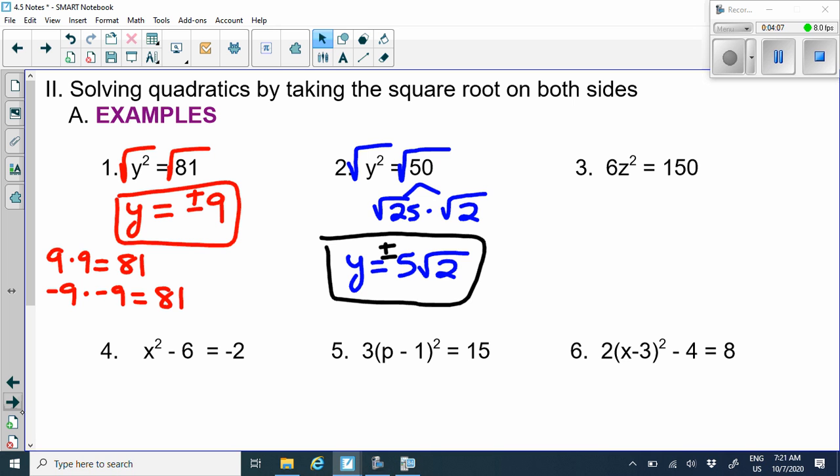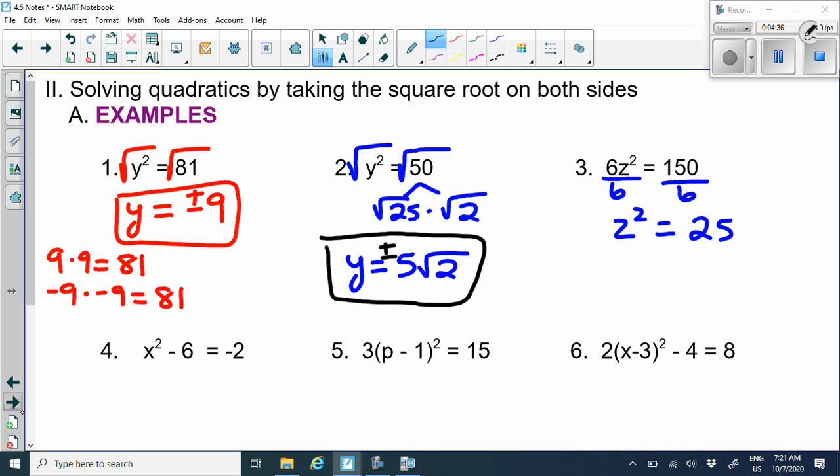Okay, let's see what you got here. Now, notice, do we have for number 3 the variable squared all by itself? No, we have the 6 in front of it. So we actually have to get rid of it. And in order to do that, we're going to divide. Because notice this is saying 6 times z squared, and the opposite of multiplication is division. So I get z squared equals, just plug 150 divided by 6 into your calculator, and you should get 25.